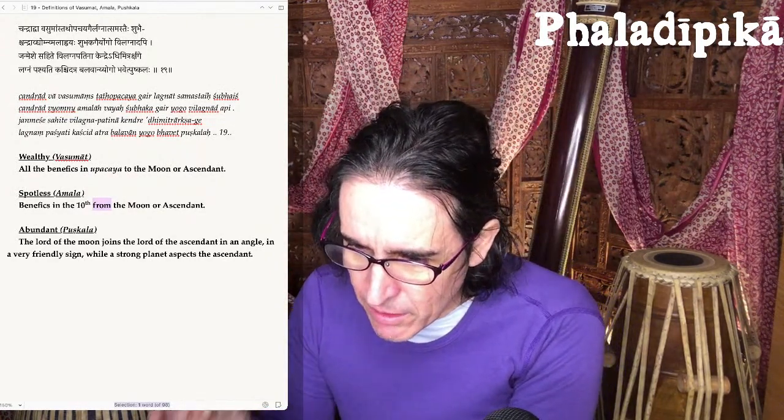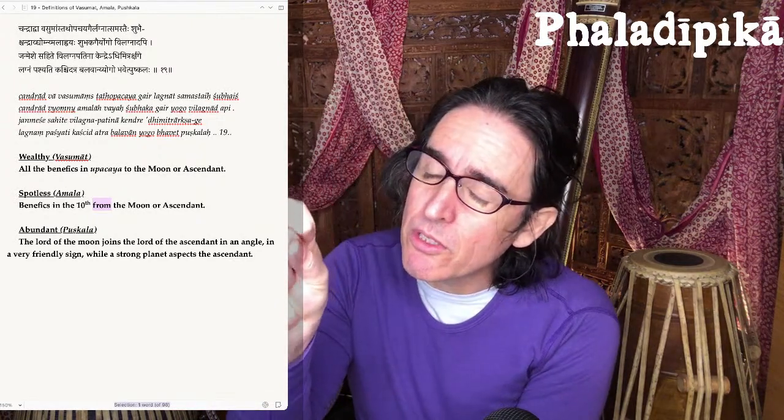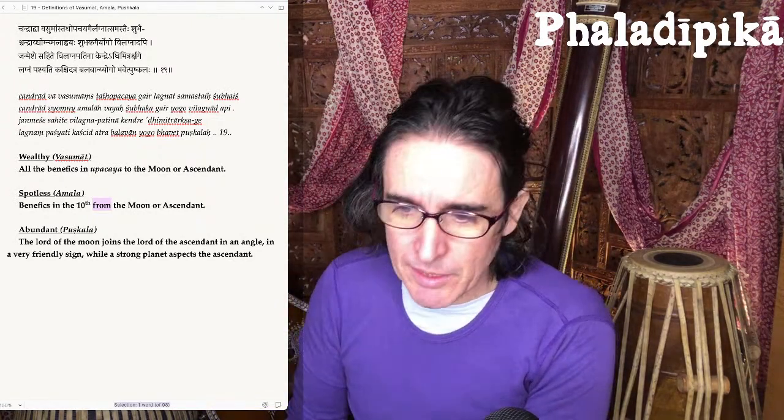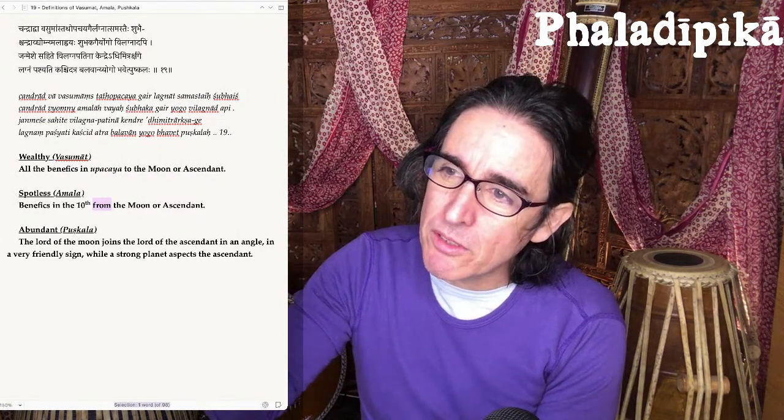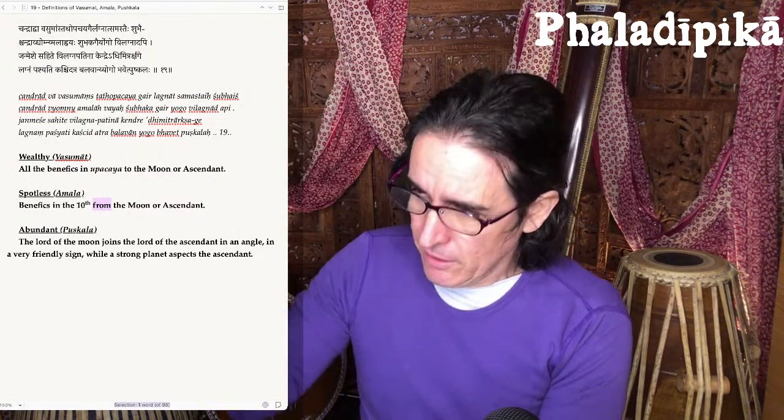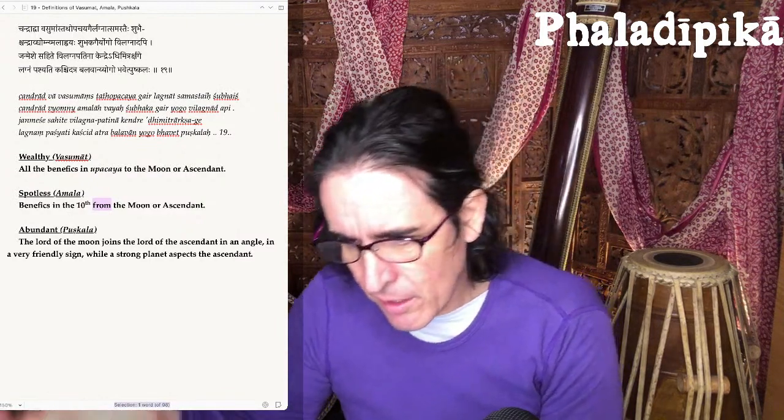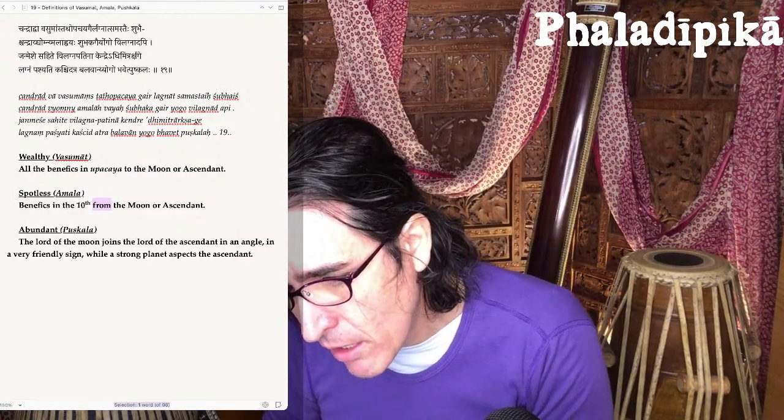Janmeshe Sahite Vilagna Patina. So if the lord of the moon conjoins the lord of the ascendant, that's a good thing. That's a good principle. Now add on top of that, if it's in a Kendra. That means if the lord of the moon and the lord of the ascendant are conjoining in a prominent place. So step 1, the lord of the moon and lord of the ascendant conjoin. It's nice. Step 2, lord of the moon and lord of the ascendant conjoin someplace visible and prominent, like a Kendra. Even more nice. Janmeshe Sahite Vilagna Patina Kendre Adimitraakshage.